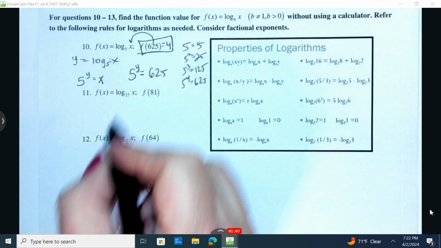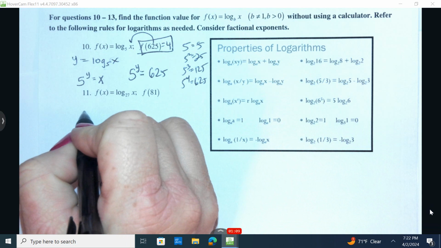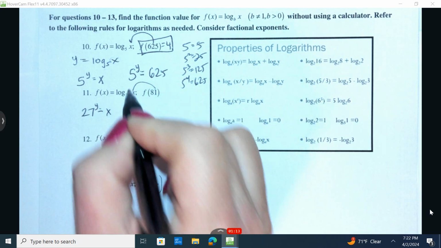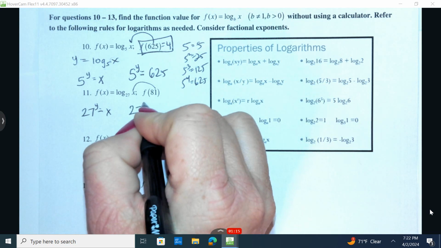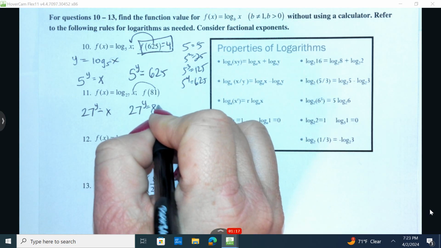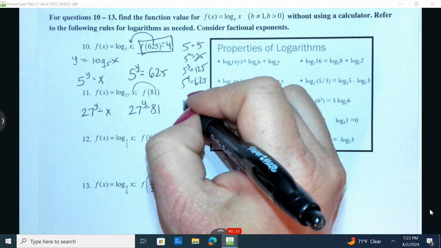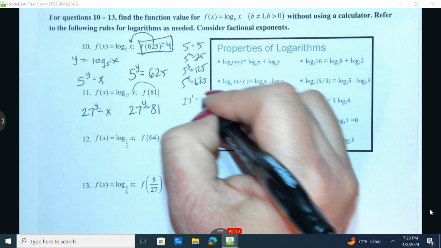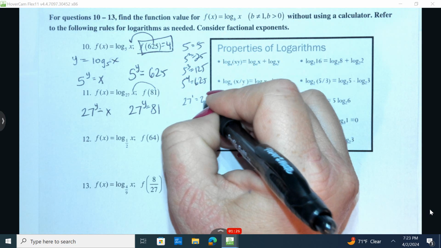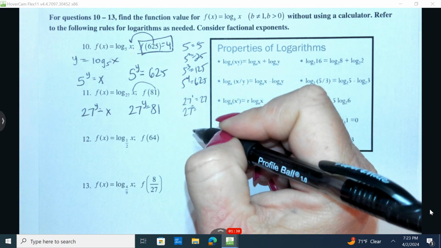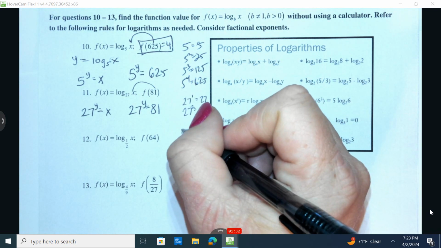Let's try the next one. Same concept here. I have 27 raised to what power equals x? And in this case, x is 81. 27 raised to what power is 81? Oh, now this is tricky. Why is it tricky? Because I know 27 to the first is 27. Now 27 squared is going to be far greater than 81. What can I do here?